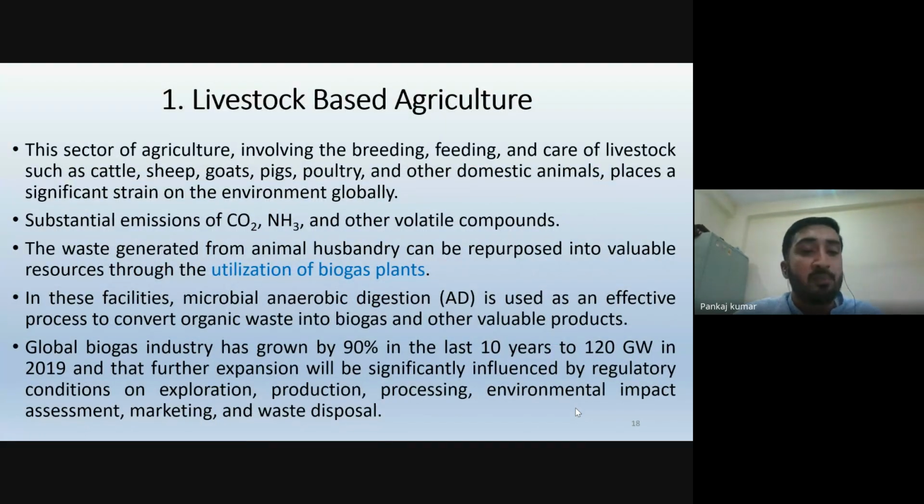First is livestock-based agriculture. This sector involves the breeding, feeding, and care of livestock such as cattle, sheep, goat, pig, poultry, and other domestic animals, and places a significant strain on the environment globally, because the maximum methane emission is through the livestock sector. There is substantial emission of carbon dioxide, methane, ammonia, and other volatile compounds. The waste generated from animal husbandry can be repurposed into valuable resources through the utilization of biogas plants. This is one of the things where the waste can be channelized.